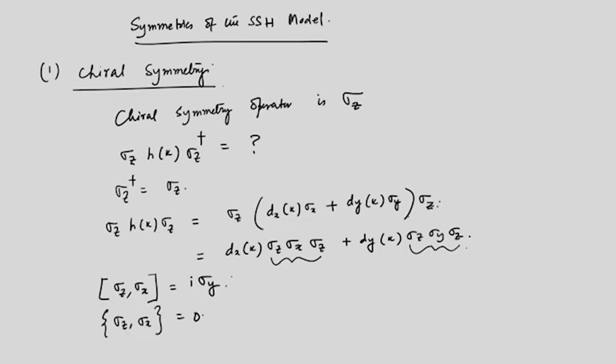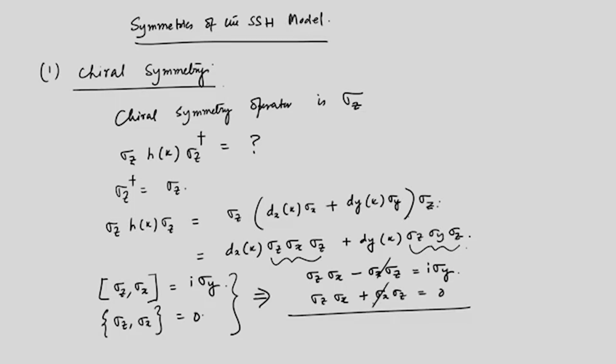So, if you take both of them, what we get is the following: sigma z sigma x minus sigma x sigma z is equal to i sigma y, and from the second one, sigma z sigma x plus sigma x sigma z is equal to 0. So, if you add both of them, this will cancel out and we get 2 sigma z sigma x is equal to i sigma y, which means that sigma z sigma x is equal to i over 2 sigma y.